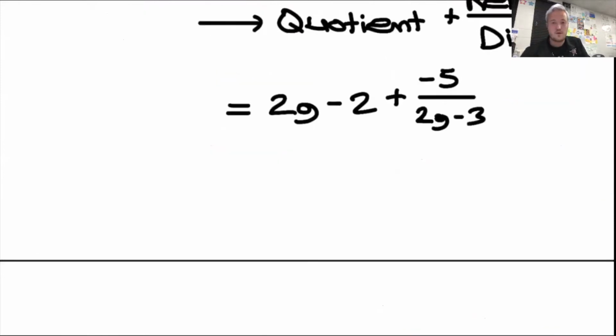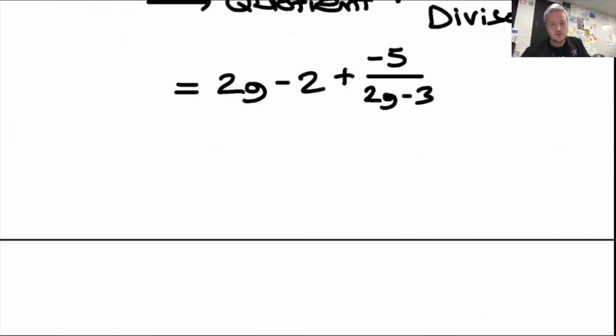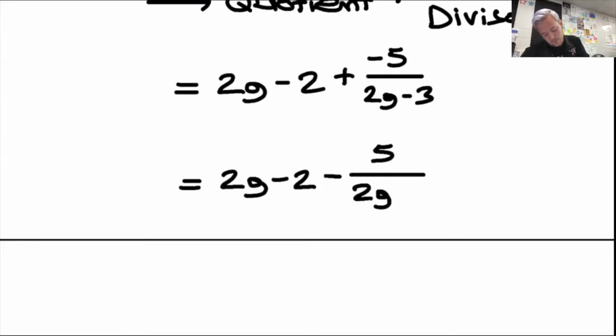All right, so now I just need to simplify, and by simplify, I mean just move the negative out to the front. So we're going to have 2g minus 2 minus 5 over 2g minus 3.